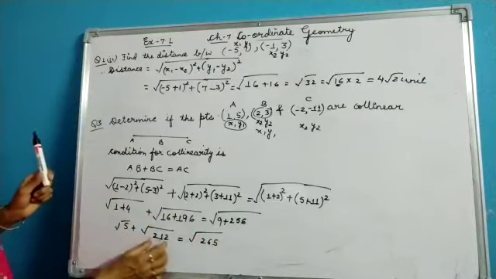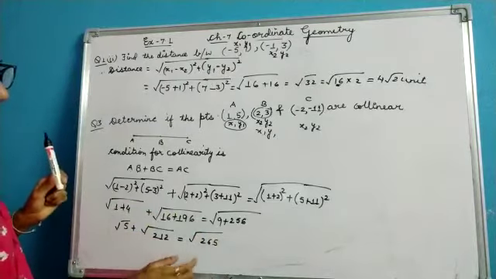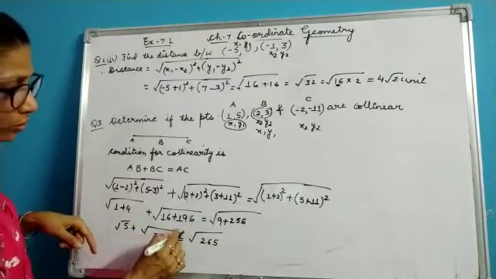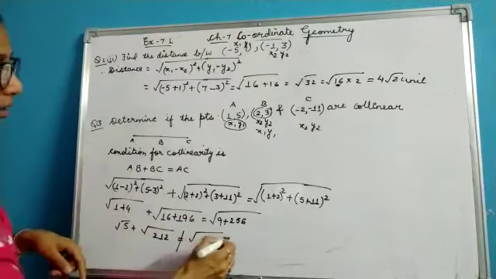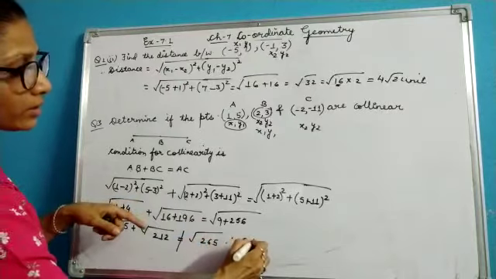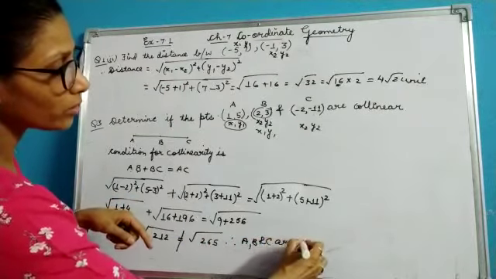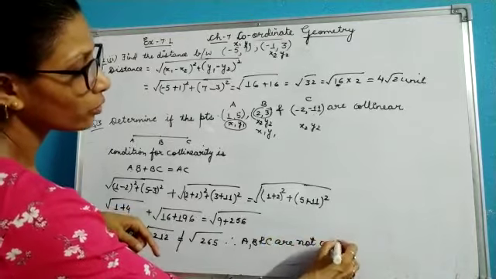Now children, these are not like terms, so they cannot be added. And here it is under root 265. So this plus this is not equal to this. Therefore, A, B, and C are not collinear.